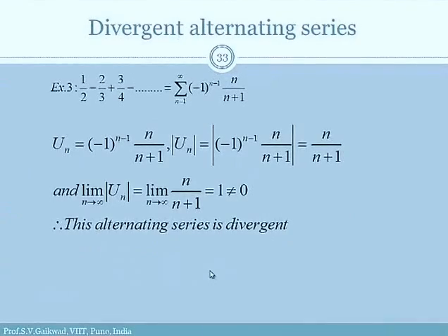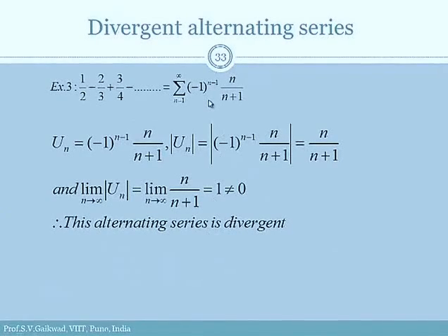Now this is an example of a divergent alternating series. This is the series here, 1 by 2 minus 2 by 3 plus 3 by 4 and so on. Mod un is n upon n plus 1, and if you find its limit as n tends to infinity, it is 1, which is not equal to 0, so this alternating series is divergent. So now, applying all these tests, you can study the convergence of any infinite series. Thank you.